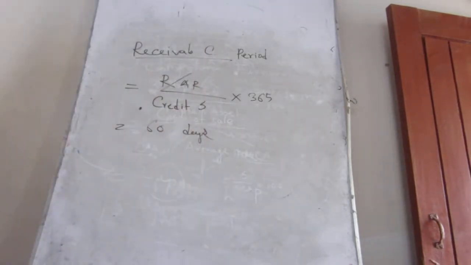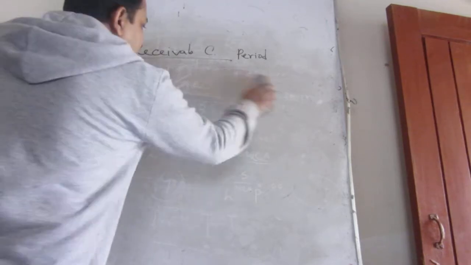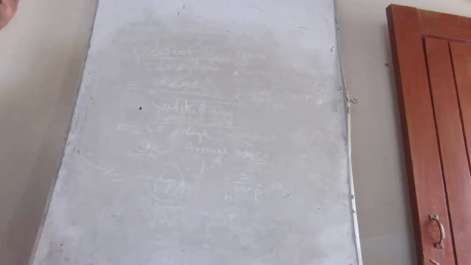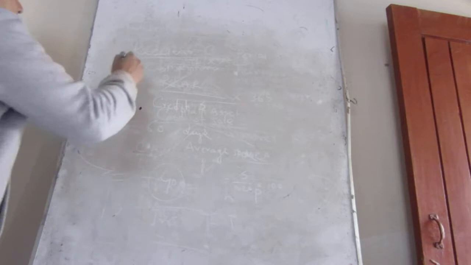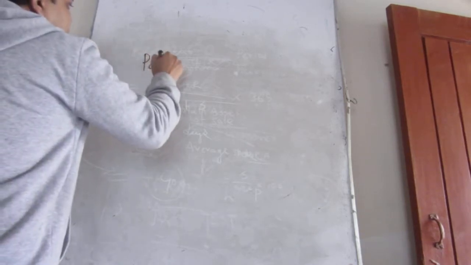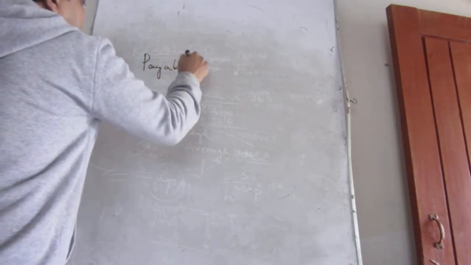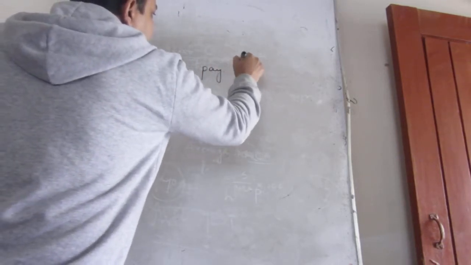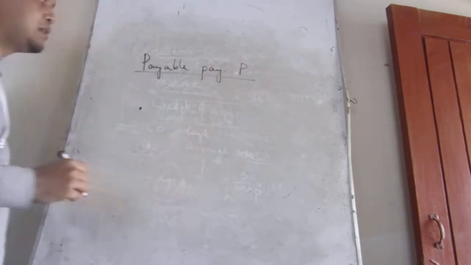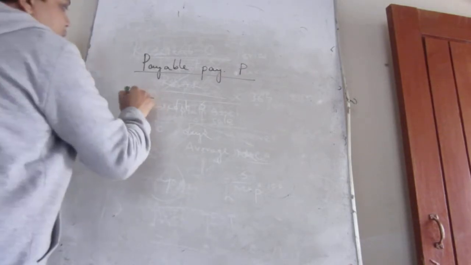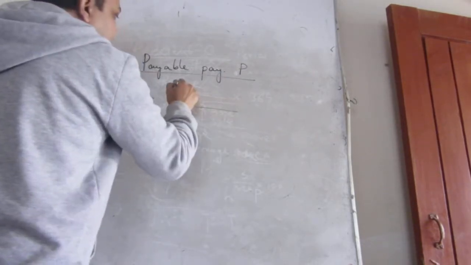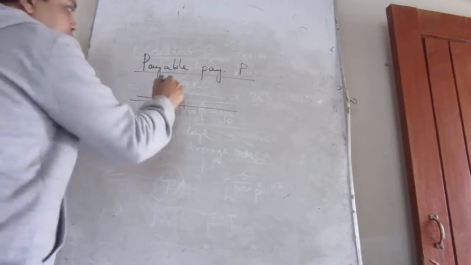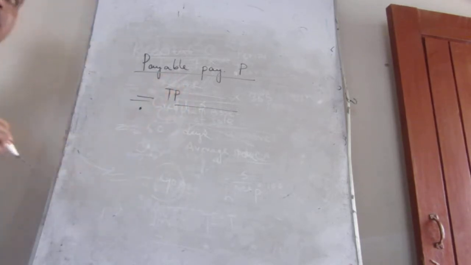Okay. Then come to payable payment period. Payment period, what does it mean? The rule will be payable, and this is trade payable, not other kinds of payable. This will always be trade payable.